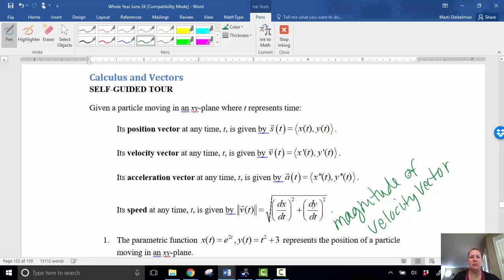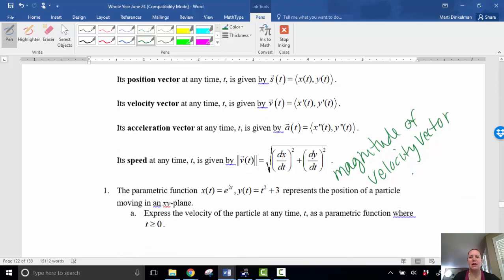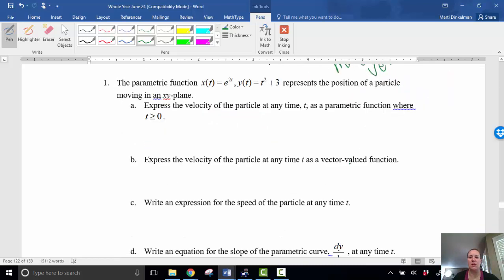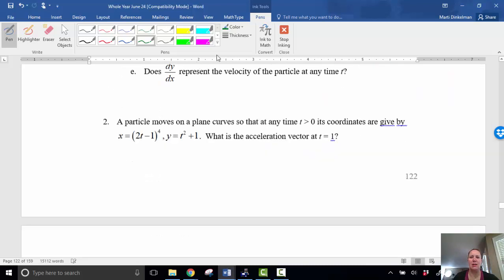And then again, this is really meant to be a self-guided tour to help you see that they're very similar. So it'll talk about parametric, and if we want to change something from parametric to a vector, we just use those two components. So they're very related.